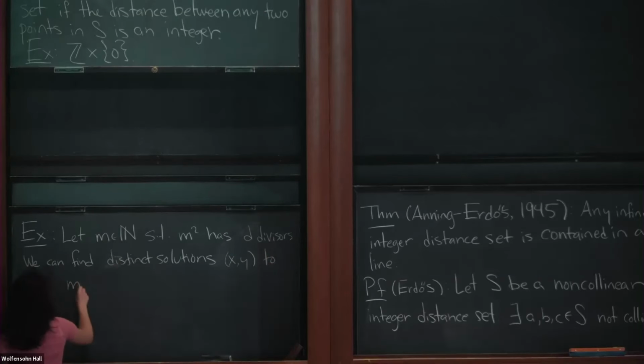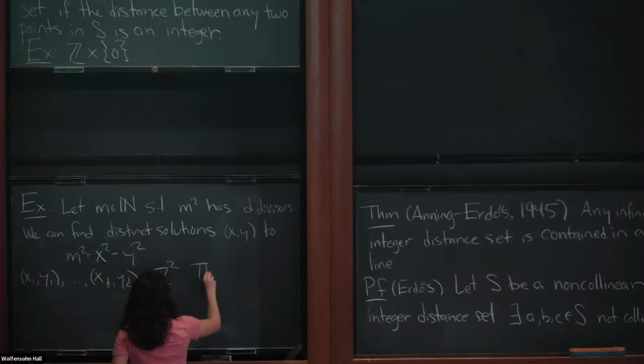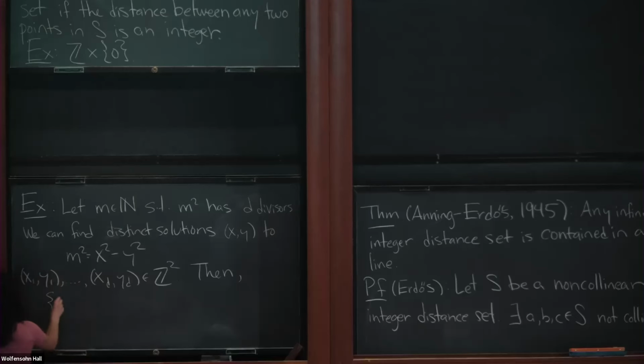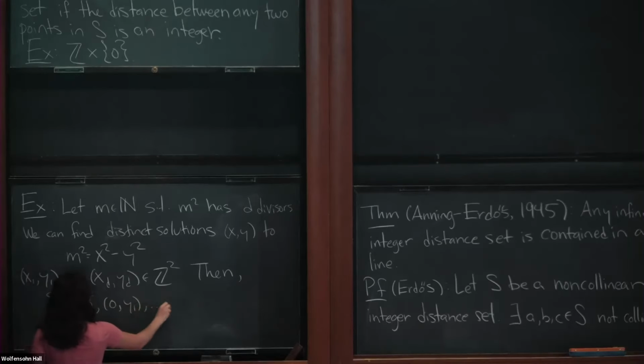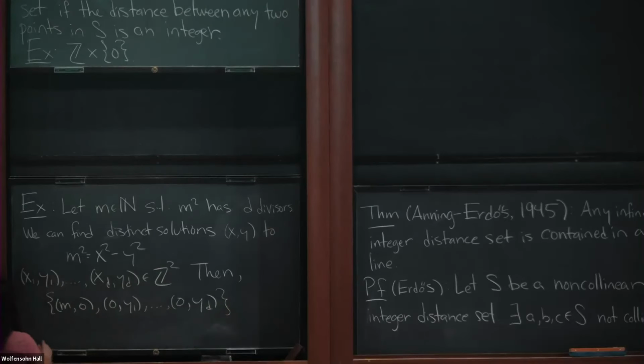To the equation m squared is x squared minus y squared. So let's call them x1, y1, up to xd, yd, all in Z2. Then it's easy to check that the set (m, 0) and (0, y1) up to (0, yd) is an integer distance set.